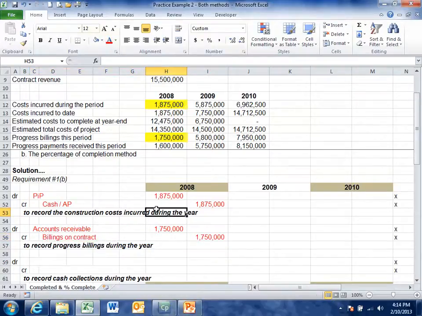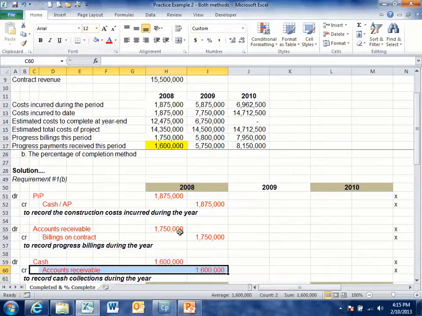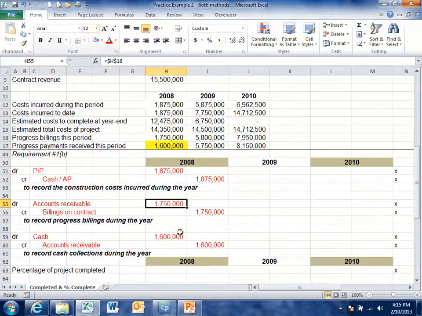Okay? The third standard entry we do every year is to record what the customer paid us. And in 2008, the customer paid us $1.6 million. So I will debit cash, and I will credit accounts receivable. That's a standard entry from when you get paid by a customer or client at any time.